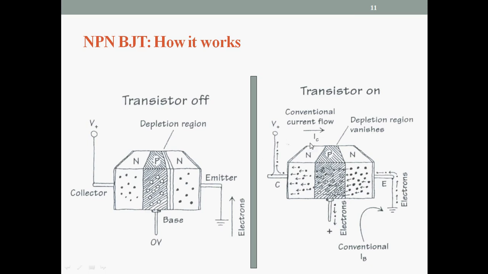When the transistor will become on, that is when we are applying some plus V voltage to the collector, plus voltage to the base, and the emitter is connected to ground. So from this battery, a number of holes are injected into the base region. These holes will get recombined with a number of electrons from the N region, so that a number of electrons from this N region will cross the PN junction and recombine with the holes in the P region.